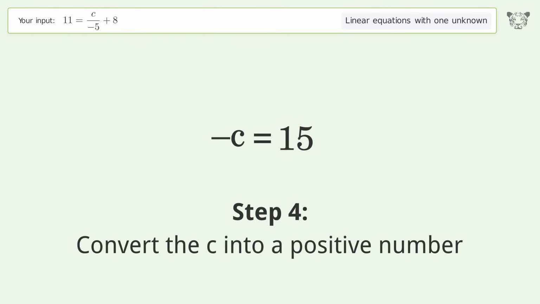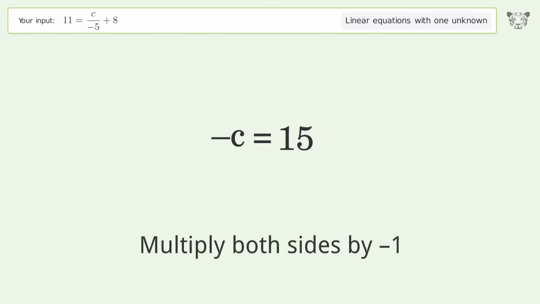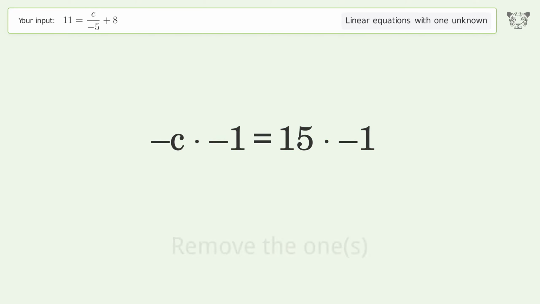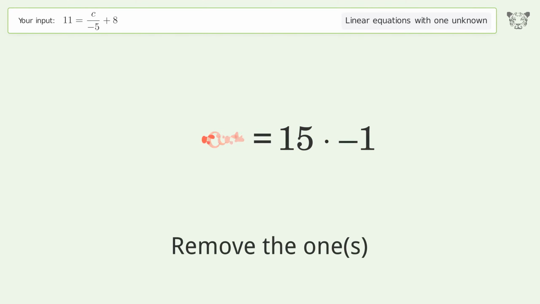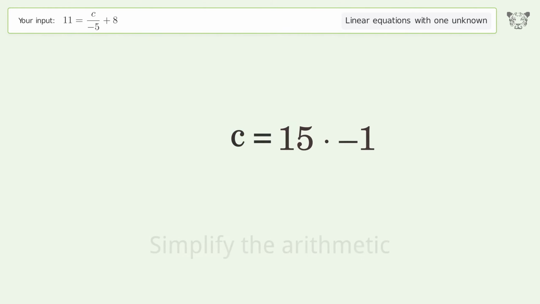Convert the c into a positive number. Multiply both sides by -1. Remove the ones. Simplify the arithmetic. And so the final result is c equals -15.